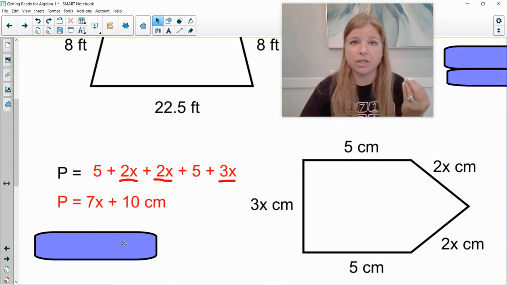Could I put 10 first and write it as 10 plus 7x? Absolutely. Because we know addition is commutative and it would not matter what order you write your final answer in.